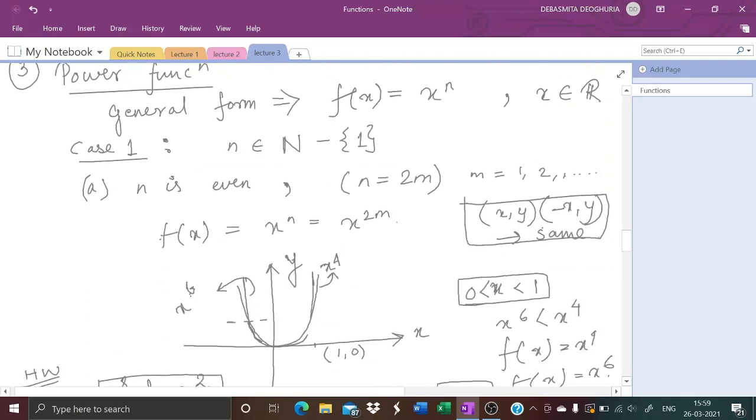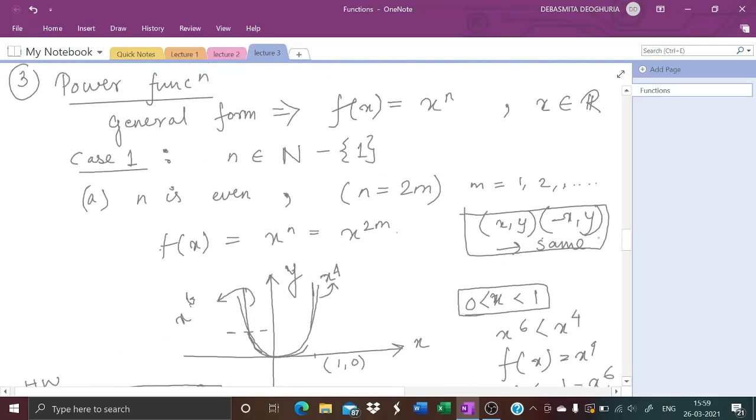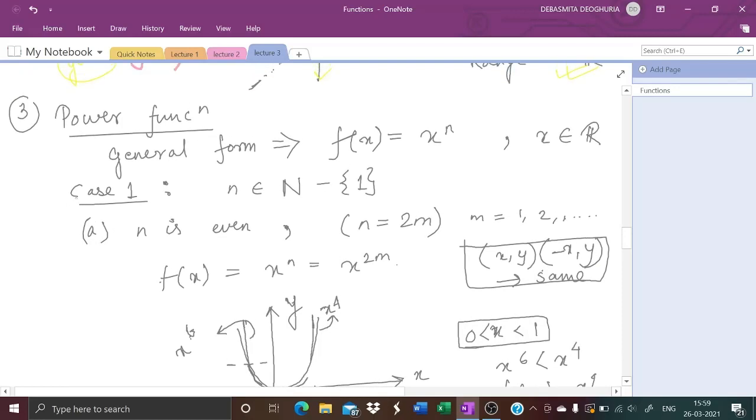Next is the power function. Okay, the power function is where things start becoming very important. If I talk about the power function, the general form would be f of x equals to x to the power n. Okay, f of x equals to x to the power n. Now there will be two cases. First would be if n is even.